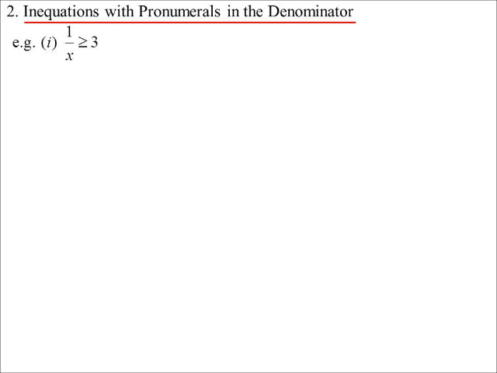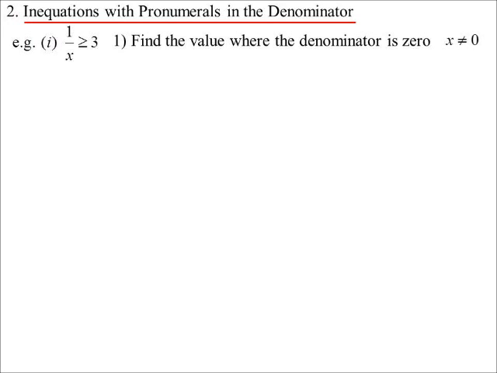So 1 on x is greater than or equal to 3. The temptation is to just turn both sides upside down and get the solution. What will we get? X is less than or equal to a third. However, that's not correct. So how do I approach these? First thing I do, because remember the denominator, that's what's basically causing me the problem, is I find where that's equal to 0. In this case, that would be x equals 0. So I know it can't equal 0.